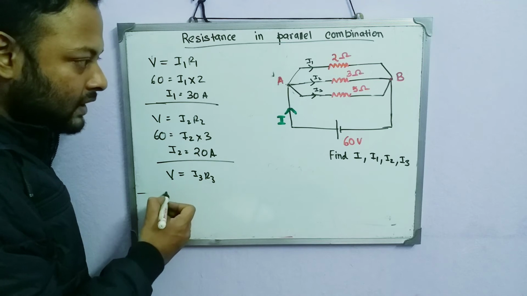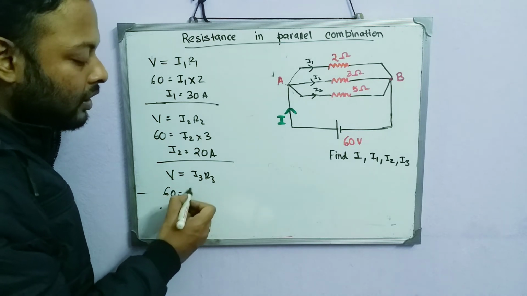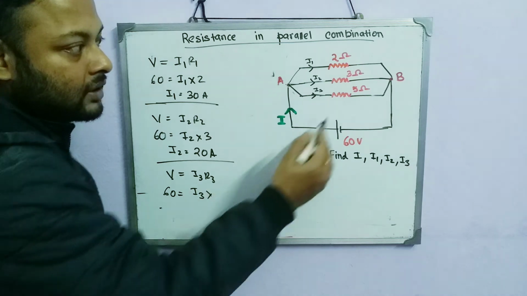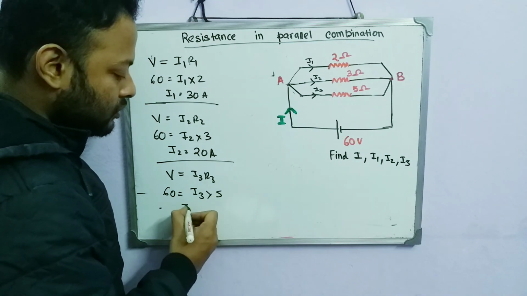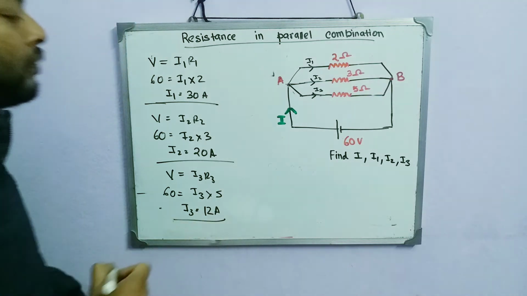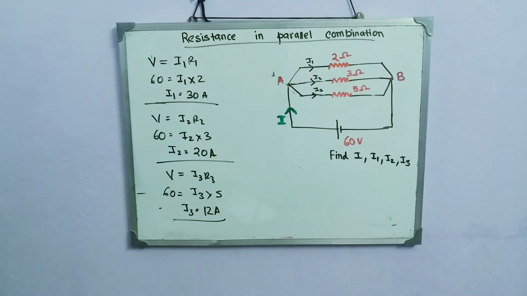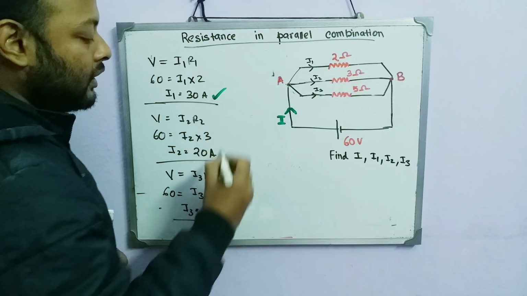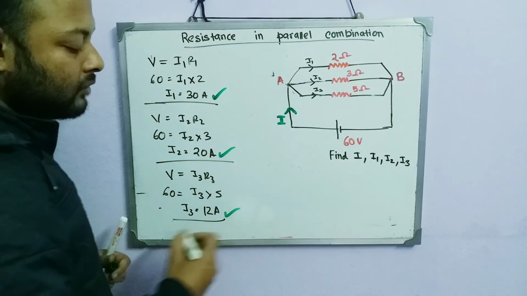So V is equal to how much? 60. I3 becomes how much? I need to find, and R3 is how much? 5. So I3 becomes how much? 12 ampere. So I1 is 30 ampere, I2 is 20 ampere, and I3 is 12 ampere.